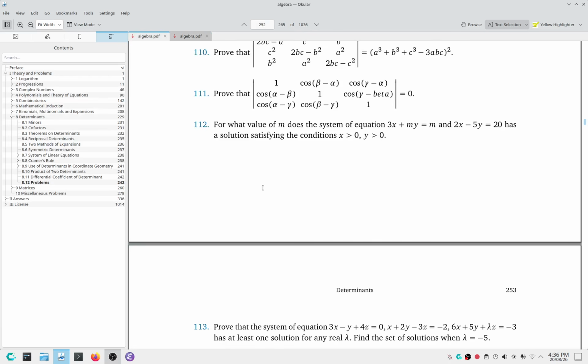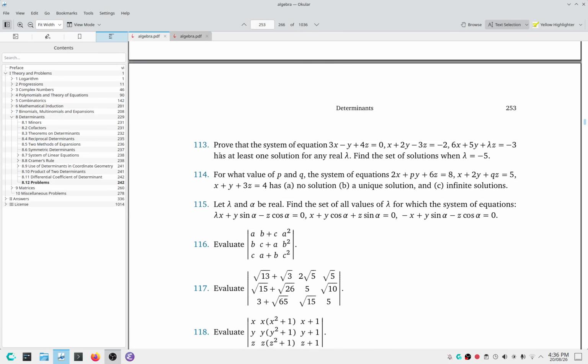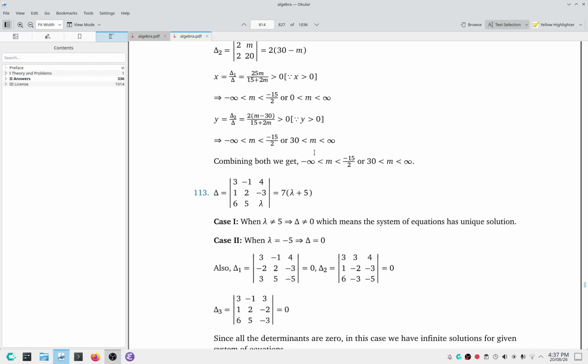Question 113 says that prove that the system of equations 3x minus y plus 4z is equal to 0, x plus 2y minus 3z is equal to minus 2, 6x plus 5y plus lambda z is equal to minus 3 has at least one solution for any real lambda. Find the set of solutions when lambda is equal to minus 5.